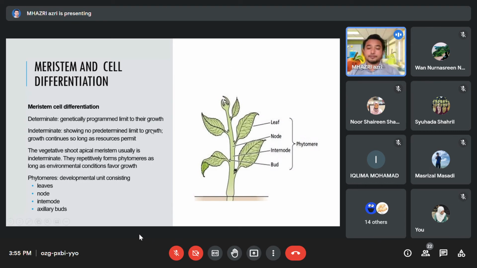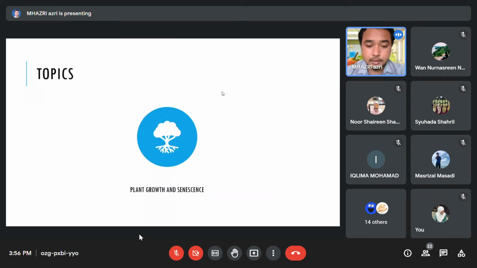Okay. So here we have the apical meristem. So this apical meristematic tissue can differentiate indeterminately. Okay, it can produce flower, leaf, roots from here. Okay, and if we want to do tissue culture, usually we take from this part, the meristematic tissues.